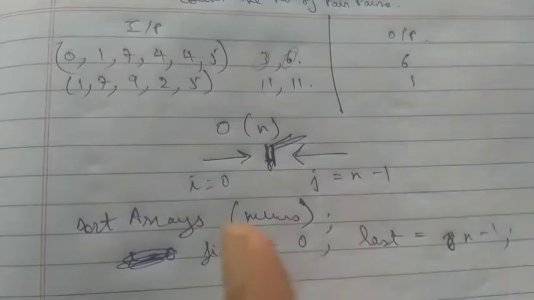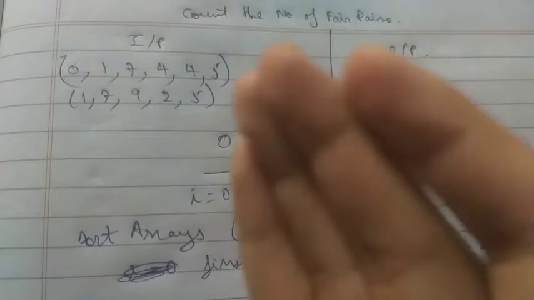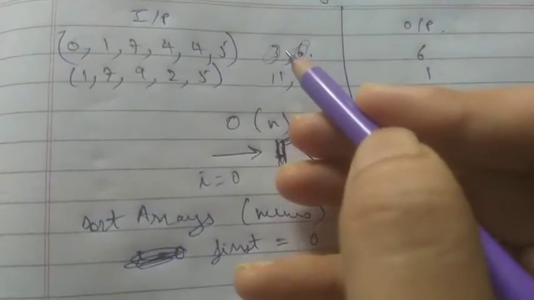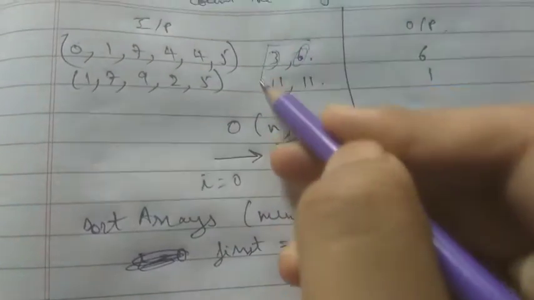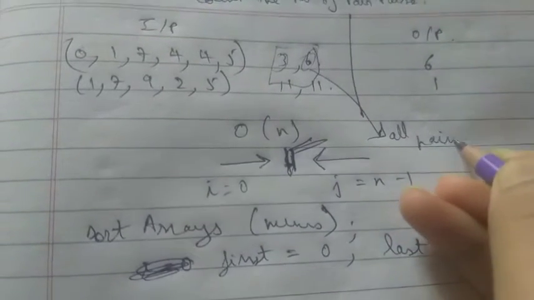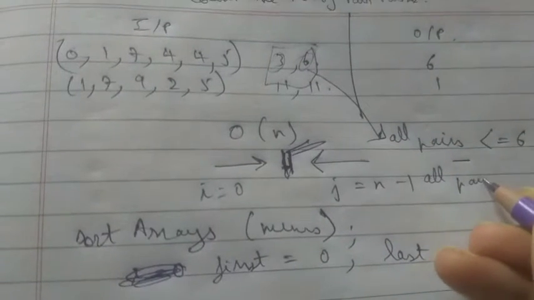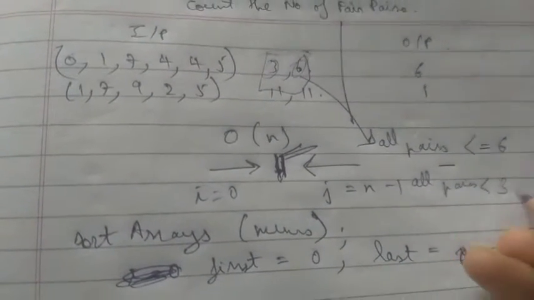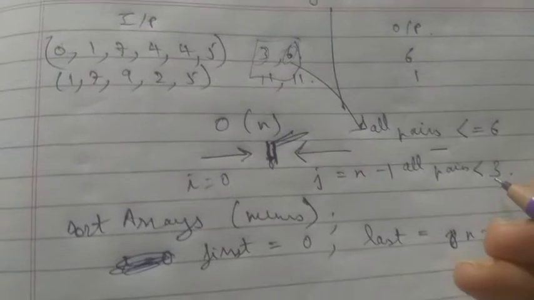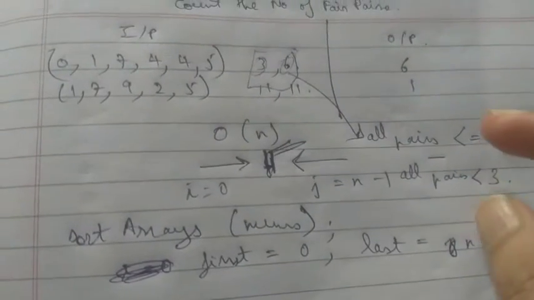Using the two pointers, we know one thing, that we can find all the pairs which are lesser than or lesser than equal to a number. So now the trick is that if I have to find all the pairs which are in this range, that will be all pairs lesser than equal to 6 minus all pairs lesser than 3, right? That is, we are considering all pairs lesser than equal to 6 and all pairs lesser than 3. If we subtract them, then we are going to get the answer, right?